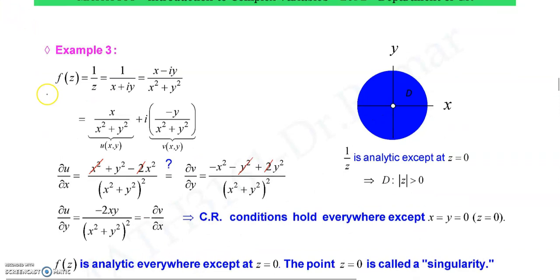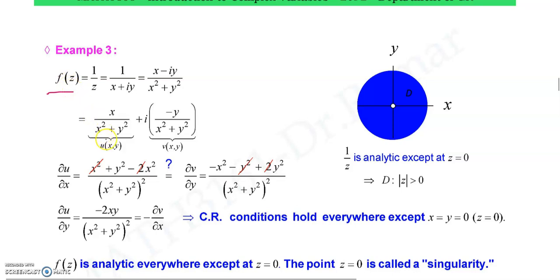Here what is given in the question? The function is f of z, that is 1 over z. We know that z equals x plus iy. So now take the conjugate of x plus iy, that is x minus iy, then multiply in the numerator and denominator. You simplify it so that you will get x over x squared plus y squared plus i times minus y over x squared plus y squared. This is the simplified form of the given function.